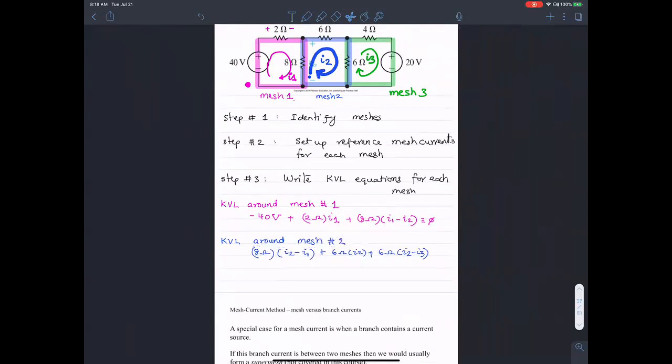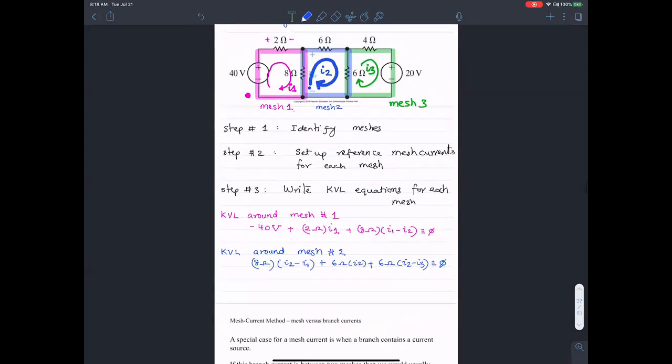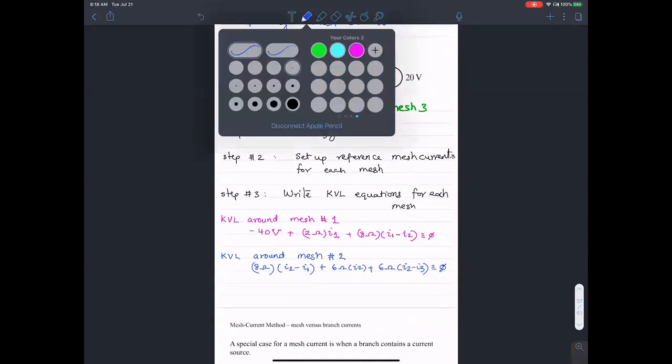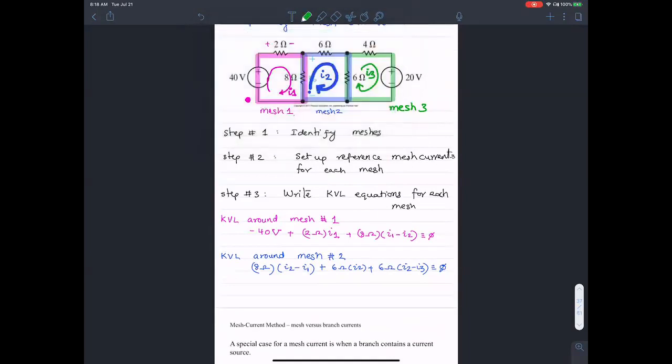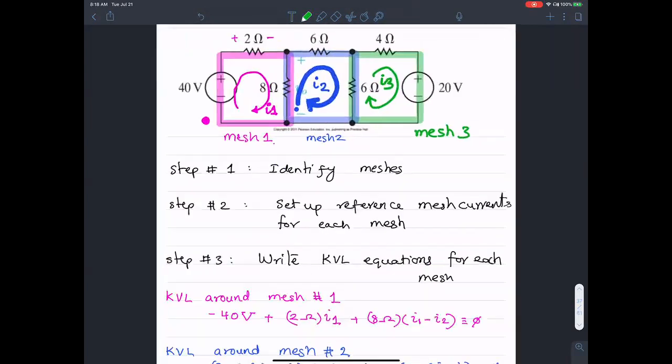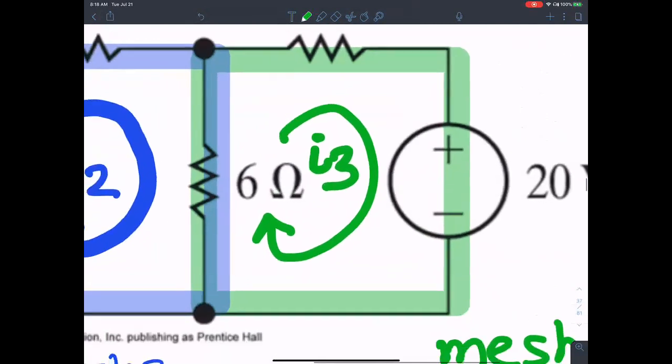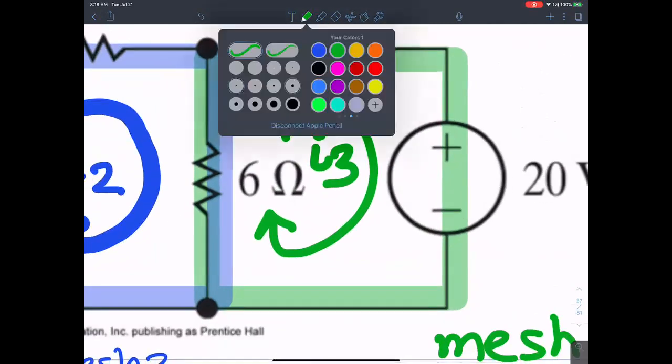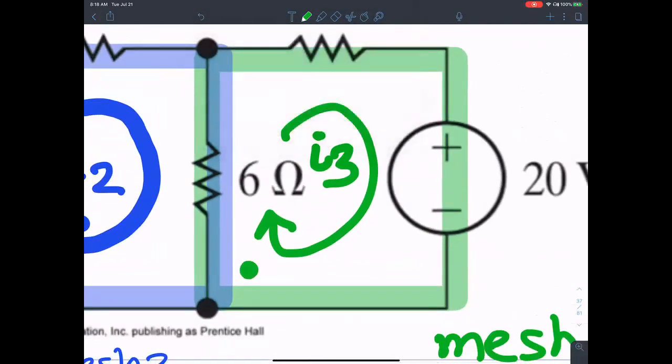Okay, all of that equals 0 is the idea of KVL around mesh 2. Okay, let's see if I can do the exact same thing for mesh 3, KVL around mesh number 3. If I do that, I'm looking at the green mesh over here. And as always, I like to start at the lower left corner and follow a clockwise path.